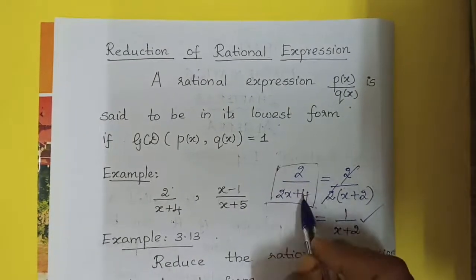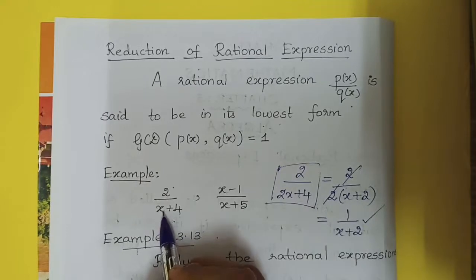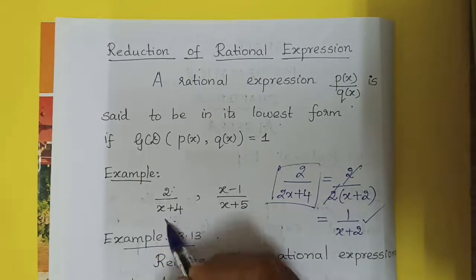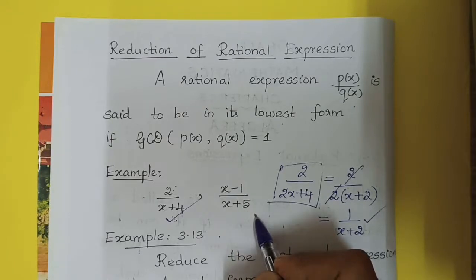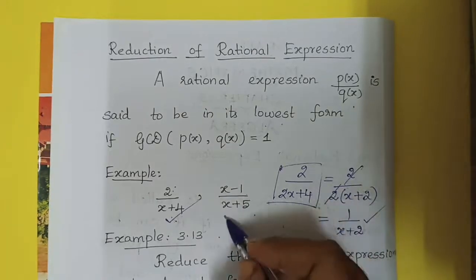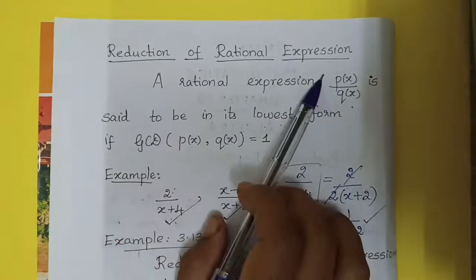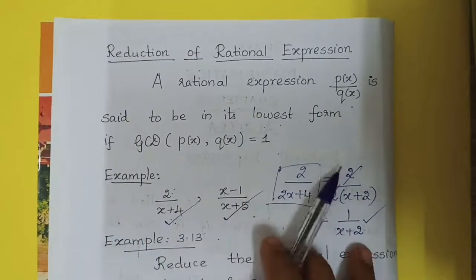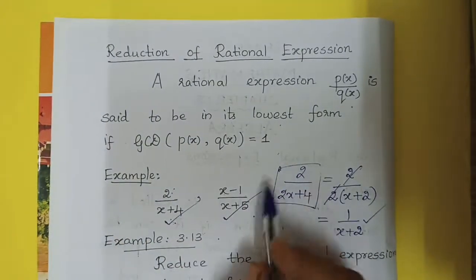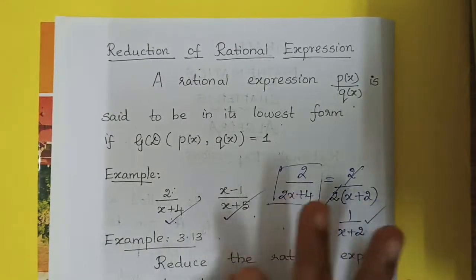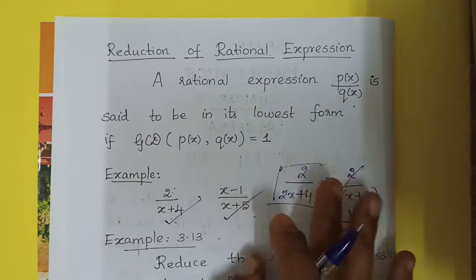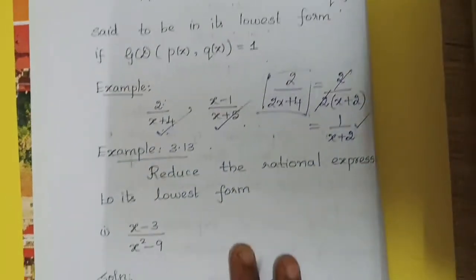But this one is not in reduced form. Compare this: 2 by x plus 4 is reduced form. X minus 1 by x plus 1 is reduced form, because there are no common numbers. So this is one reduction of rational expression. You need to think that reduced form means the last form should not have any common numbers. That's all. So see the book example.